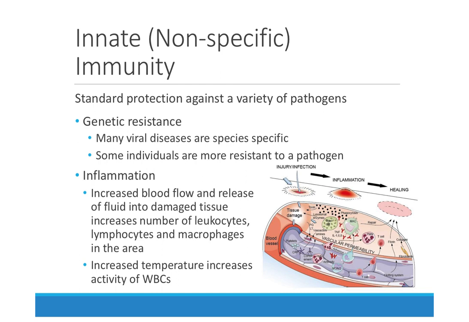So let's first talk about this general response, the standard protection that happens against a variety of pathogens. Doesn't matter what kind of pathogen it is, the body always responds the same way. First of all, before we get into particular details, many things we have a genetic resistance to. For example, you can't catch particular diseases from your pets, and they can't catch particular diseases from you because these diseases are species specific. And you yourself as an individual may be more resistant to a particular pathogen and less likely to become sick just because of your own particular genetic code.